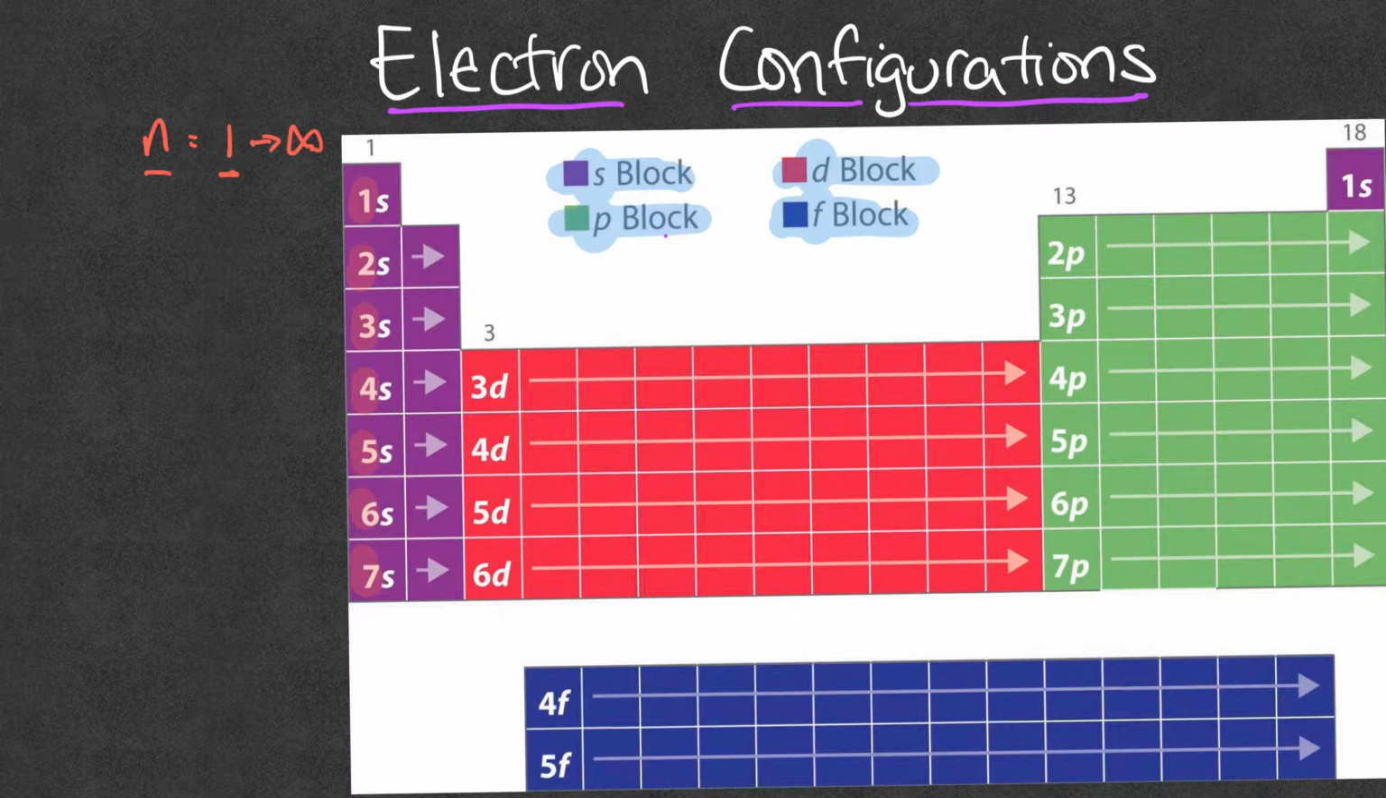Now within sublevels, we have what we call orbitals. Depending on which sublevel depends on how many orbitals you have. Within the S sublevel, there's only 1 orbital. Within the P sublevel, you have 3 orbitals. Within the D sublevel, you have 5 orbitals. And within the F sublevel, you have 7 orbitals. And so that's basically that.